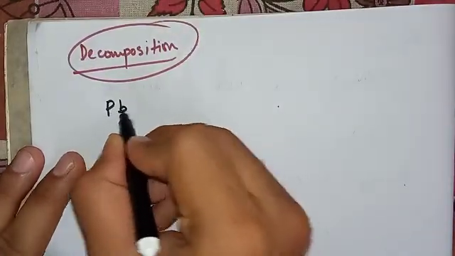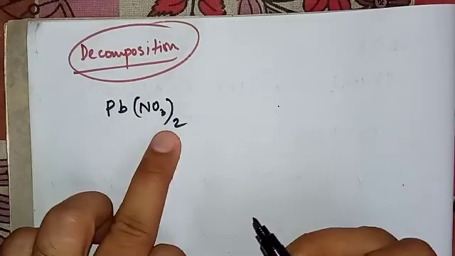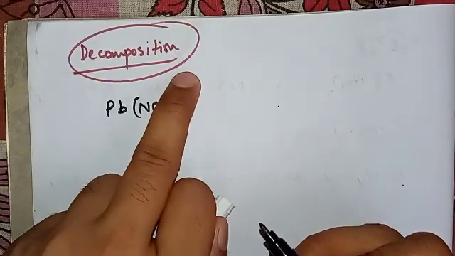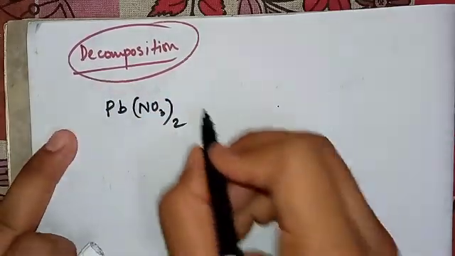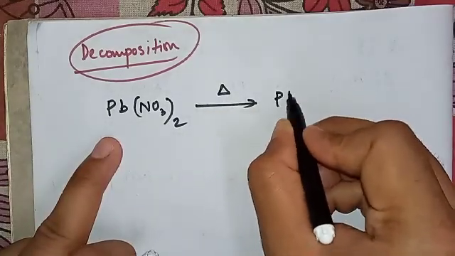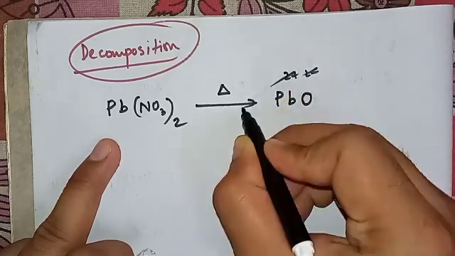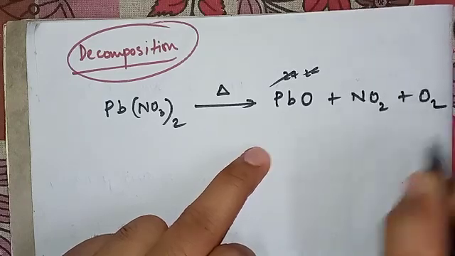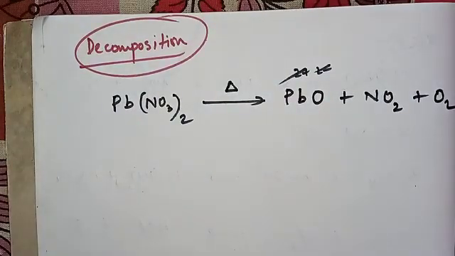So lead nitrate, Pb(NO3)2. And you know why I am putting 2 over here, because the charge of lead is 2 plus and the charge of NO3 is 1 minus, so they are crossing each other, so I have to interchange the charge. Okay, so lead nitrate, with the application of heat, decomposes into lead oxide. Why lead oxide? Because 2 plus and 2 minus get cancelled. So lead oxide plus nitrogen dioxide plus oxygen. So these things you have to know, the basic structure: lead nitrate decomposes into lead oxide, nitrogen dioxide and oxygen.